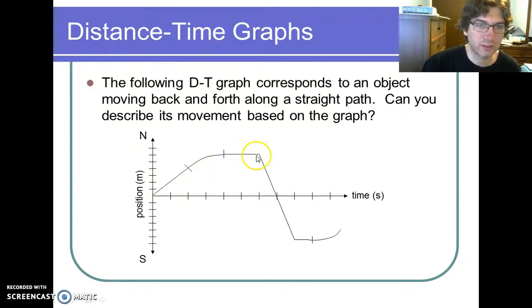So here our object stops, and then it is going to come back towards us at a fairly constant speed because the slope is not changing. It is going to pass us, start moving away from us again, and then it is going to come to an extremely quick stop. It is just going to abruptly stop for some strange reason.